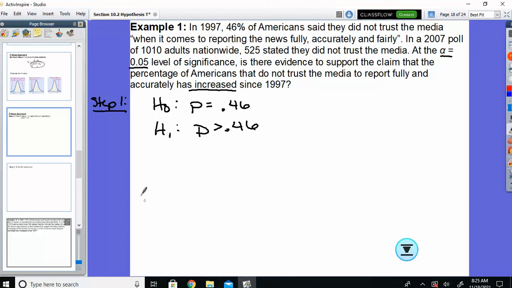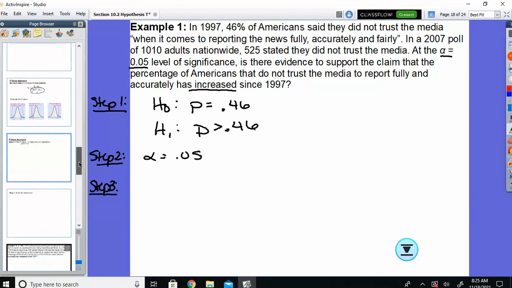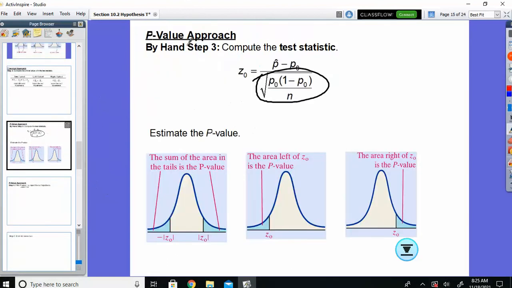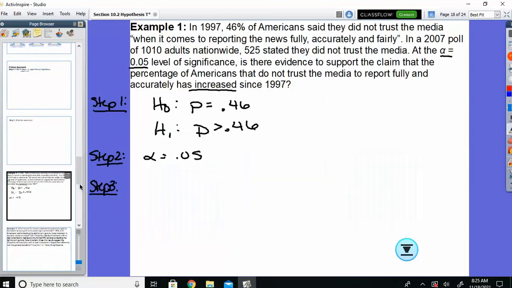All right, so if you're looking at our steps, step 1 we said hypotheses. Step 2, we said you need your alpha. What's our alpha here? 0.05. You don't necessarily have to write that down, but I'm just trying to follow the steps that I gave you. Step 3, what do we have to do? Yeah, we need to get our z.